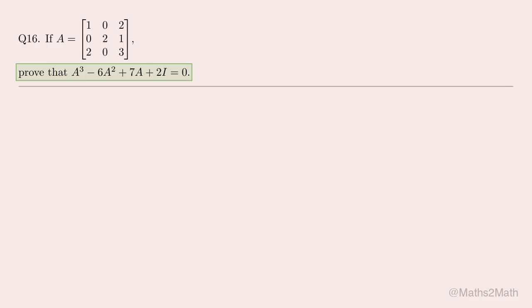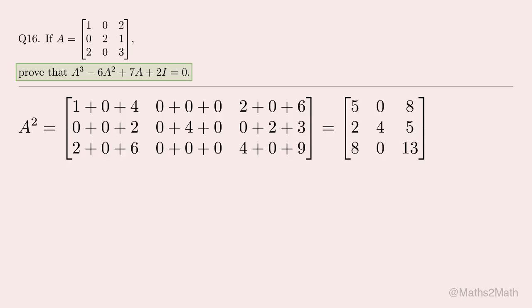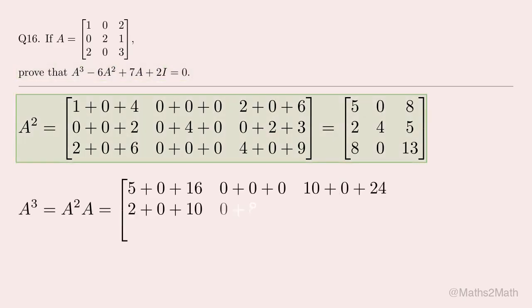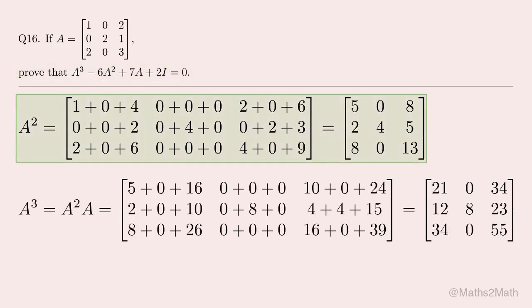Question 16. A cubic identity, we need A squared and A cubed, then the combination should vanish entirely. A squared, all 9 sums written. Multiply once more for A cubed, again every sum written.